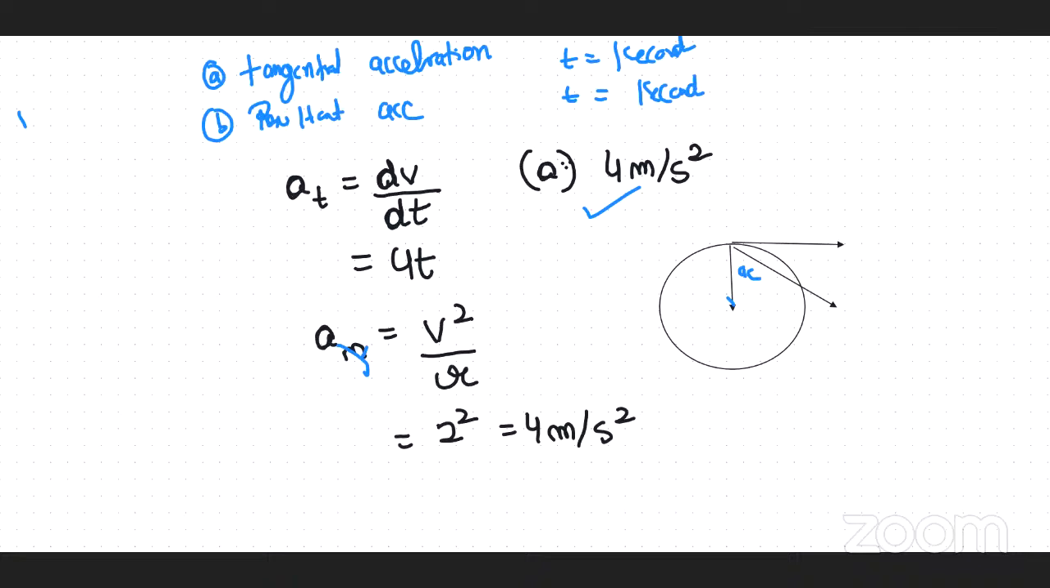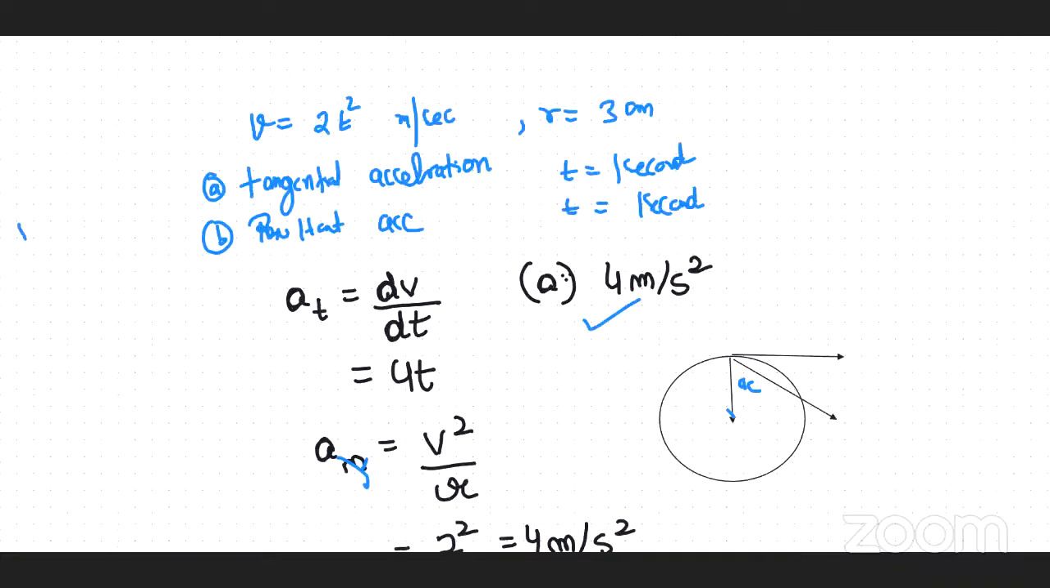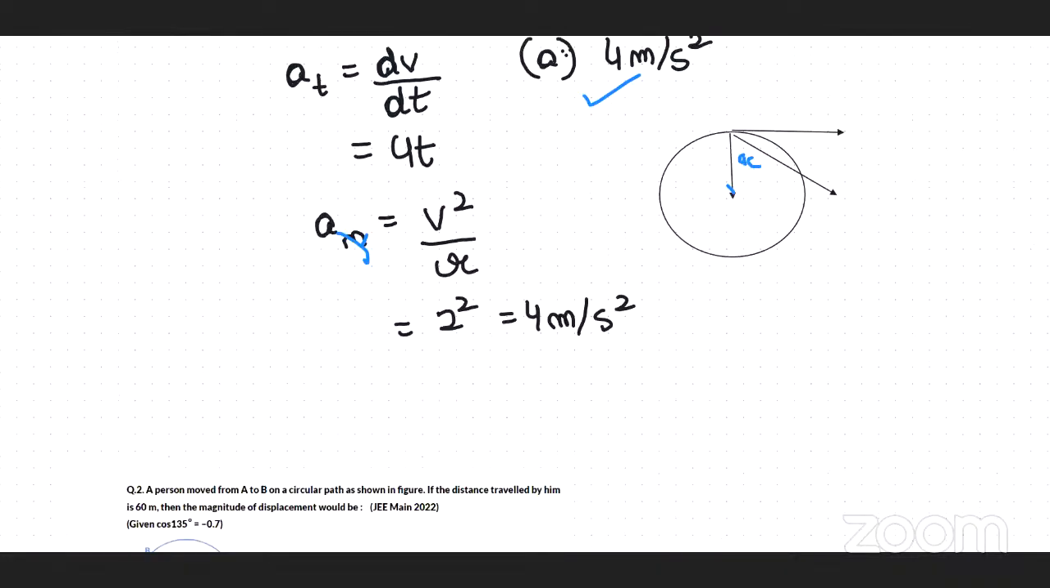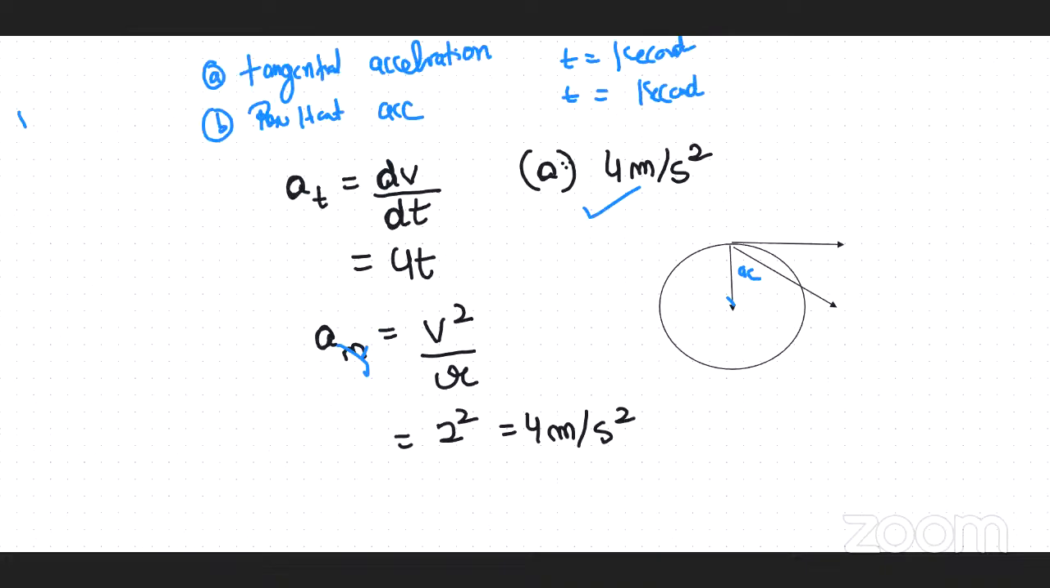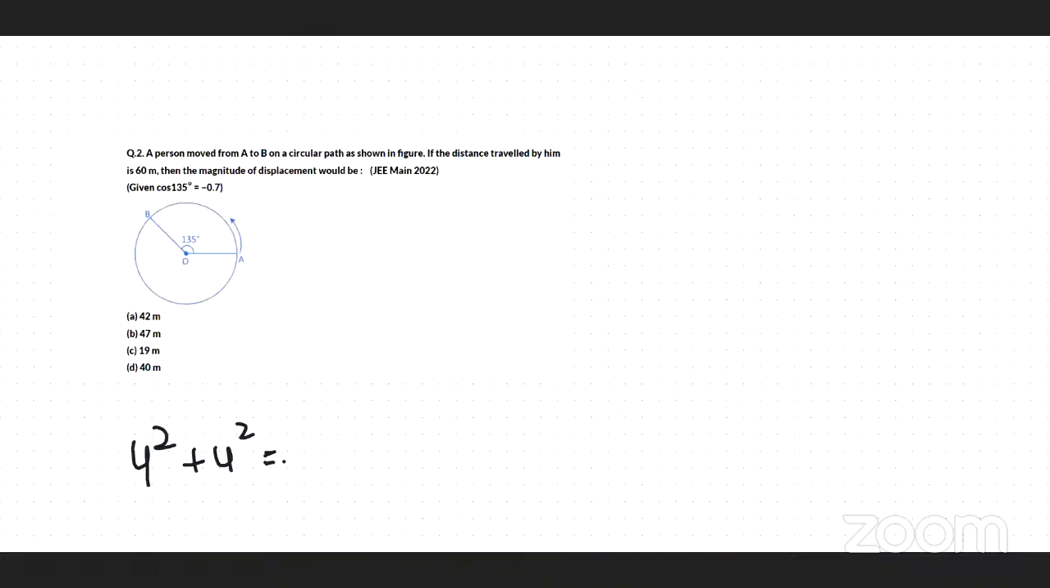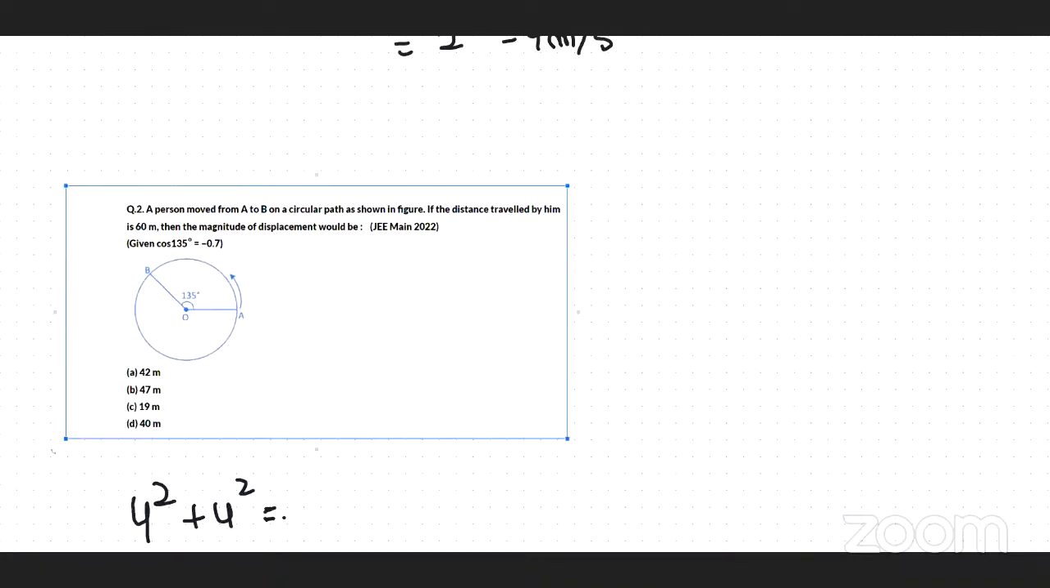हाँ जी, डन. 4 square plus 4 square, right? Resultant 4 square plus 4 square. Yes sir. ठीक है. Under root of 32, 4 root 2 meter per second square. Okay, do this one. हाँ ठीक है, do this one now. छोड़ दो उसको. ठीक, ठीक है। हो गया.